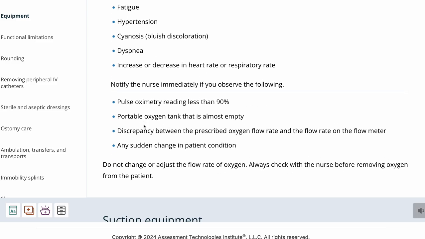Notify the nurse immediately if you do a pulse ox and it's less than 90. If the portable oxygen tank is low, that's very important. Every time I have a patient that's on oxygen, I look at their portable tank, and as soon as I look there, if it only says like 10% left or something, then they're gonna run out of oxygen, and then what are you gonna do? So you need to call for someone to get, if my patient's on 50% and I don't have a backup cylinder, I'm calling somebody.